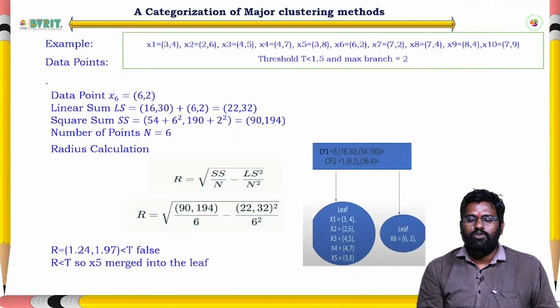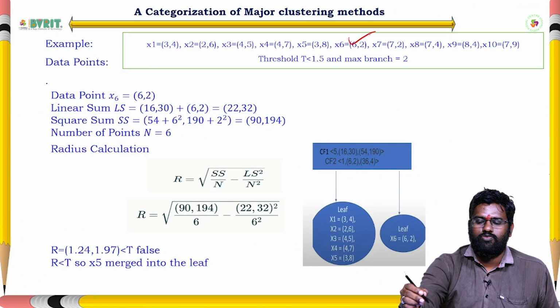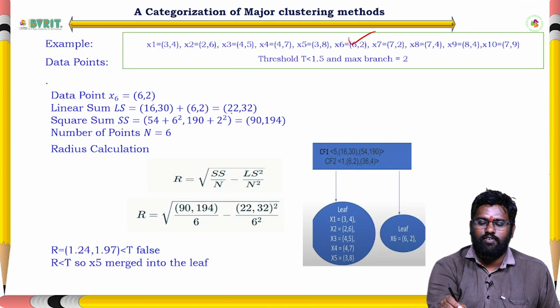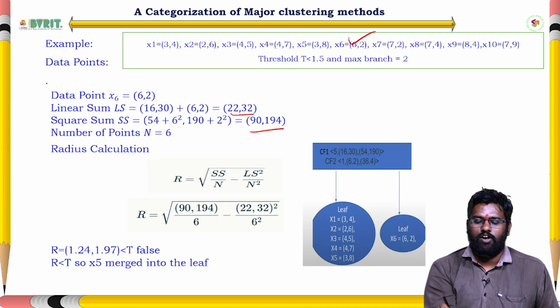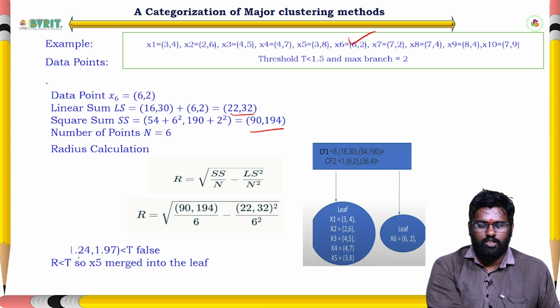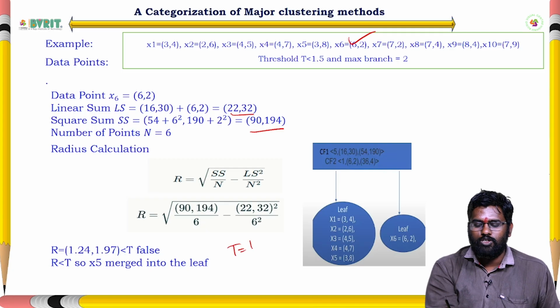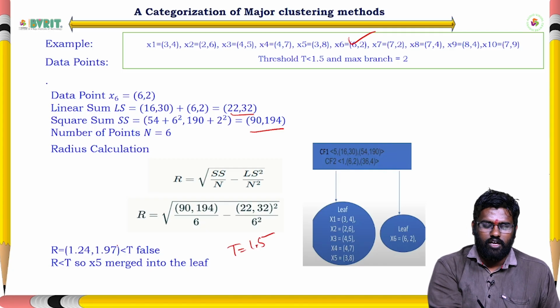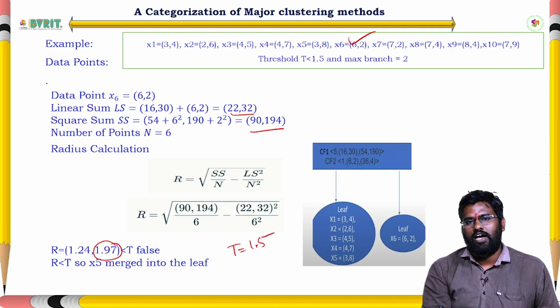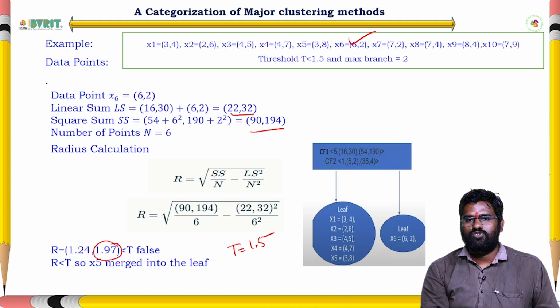Now we move on to the next point, x6. In this we get the values 2232 and 9194. After substituting, we get the values 1.24 and 1.97. Actually our threshold value is only 1.5, but here we have a value greater than 1.5. That's why this condition is false.